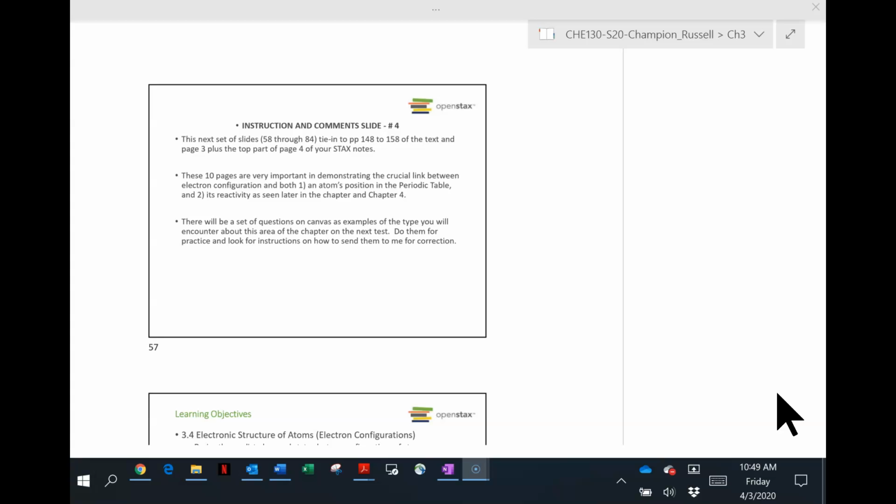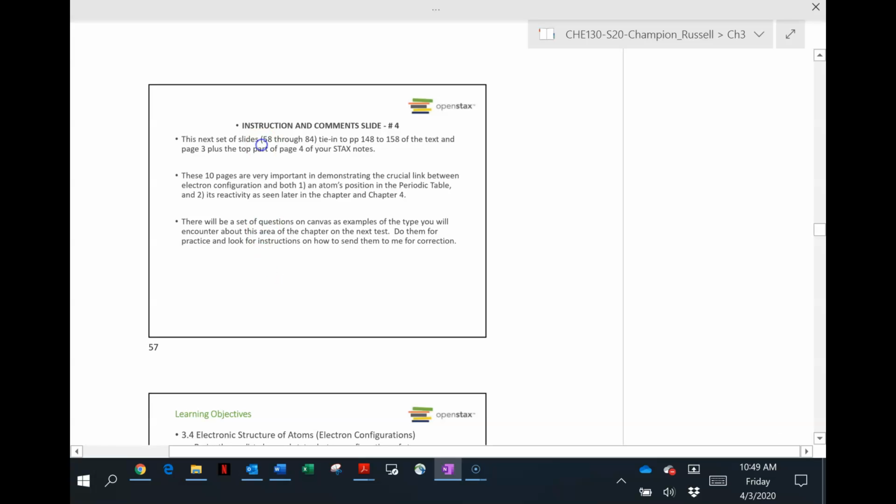Here, as you see in Dr. Russell's comment slide, we're going to talk a lot about the periodic table and tie that back to the idea of the quantum numbers. And then there'll be some questions for you that we'll give you as an assignment in Canvas based on these. That'll help you practice this stuff.